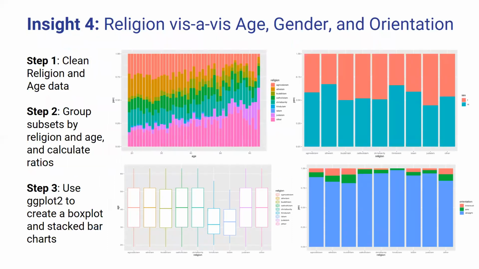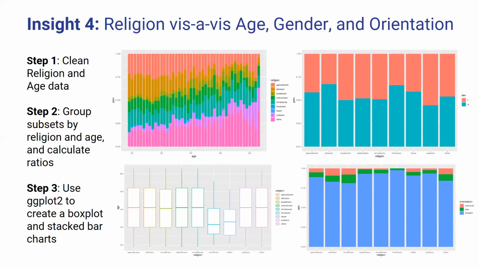Finally, we're looking at the relationship between religion and several variables such as age, gender, and orientation. Again, we cleaned the religion and age data. The religion variable had 2 statements within it. One was the religious affiliation, and the second part was related to individual user feelings about their religious beliefs. So we separated the first statement, which identified the religious affiliation, from the rest, and that's how we generated a new variable, religion.